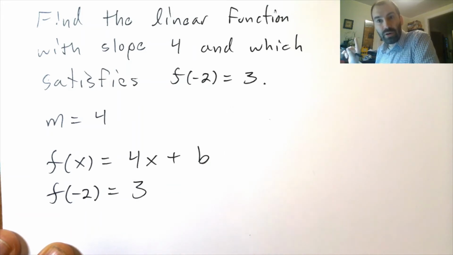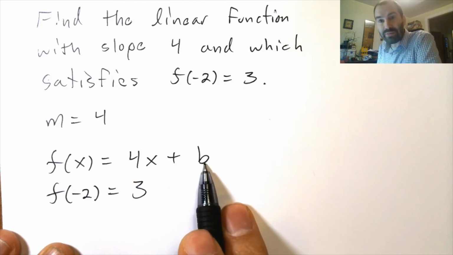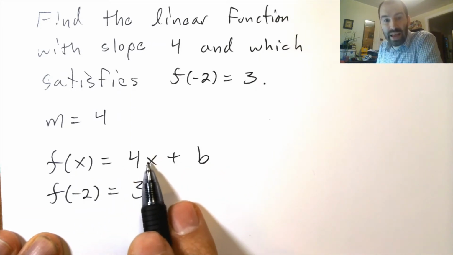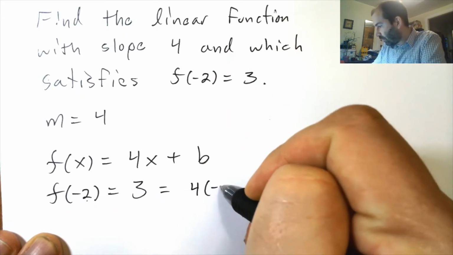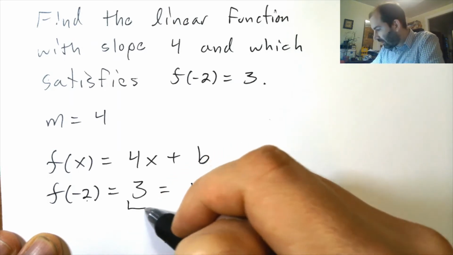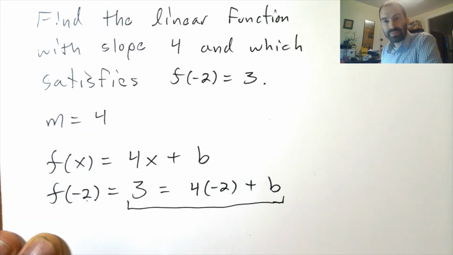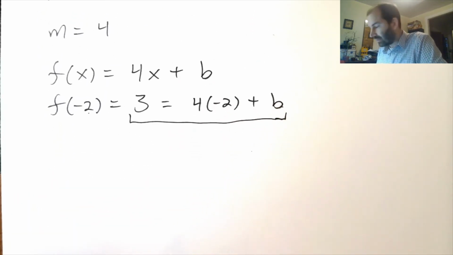But I also know how to compute f of negative 2. To compute f of negative 2, when I have the expression for f, just means everywhere I see an x, replace it with negative 2. So this is also 4 times negative 2 plus b. And here is my equation that I can solve for b. Let's find b. So on your own, go ahead and simplify this, solve for b, and we'll check our work together, okay? So pause the video, 3, 2, 1.